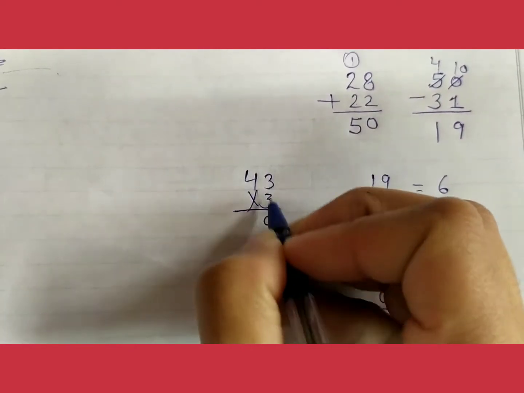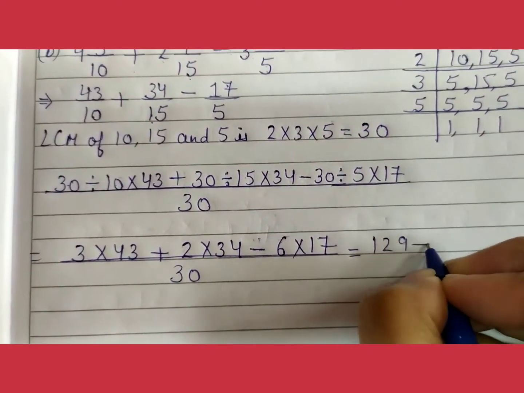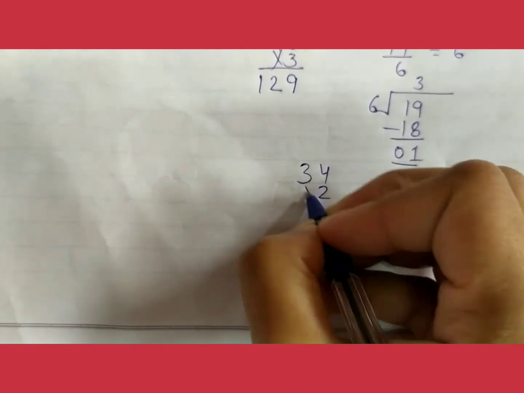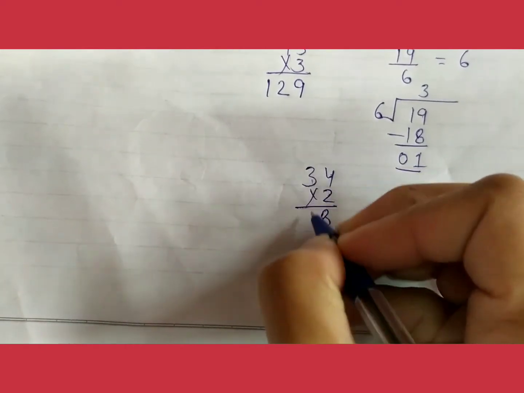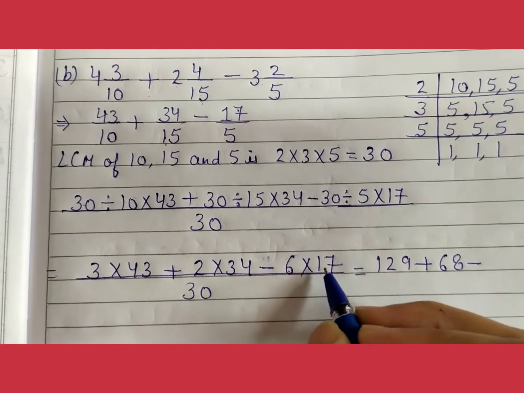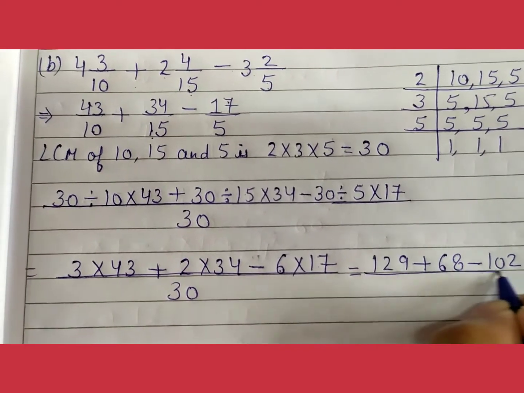3 threes are 9, 3 fours are 12. 129. Write 129 plus 2 multiply 34. 2 fours are 8, 2 threes are 6. 68 minus 6 multiply 17, 102, upon 30.